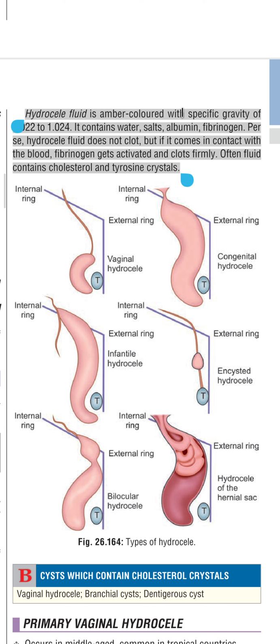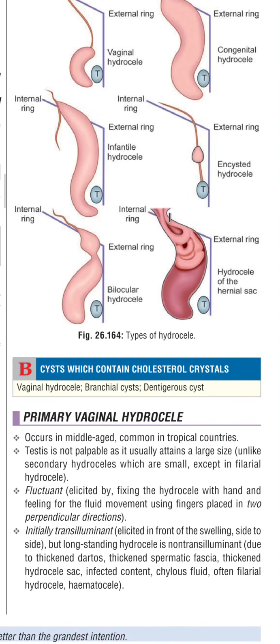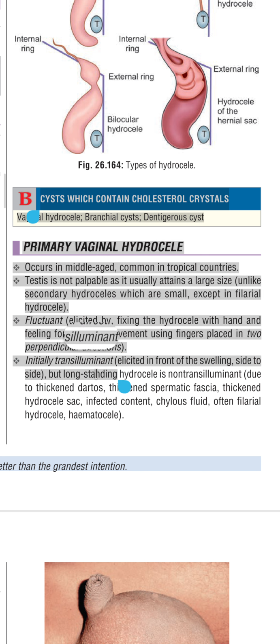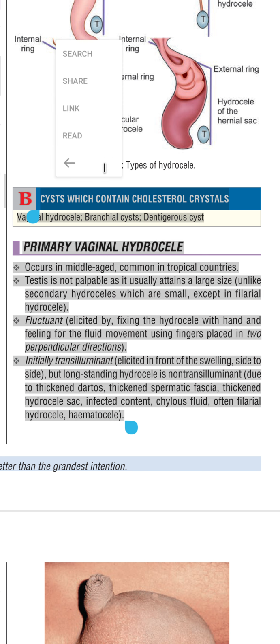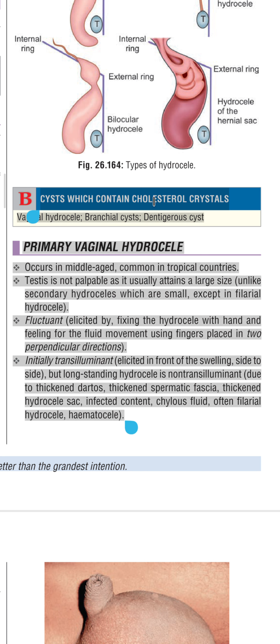Hydrocele fluid is amber colored with specific gravity of 1.022 to 1.024. It contains water, salts, albumin, fibrinogen. Per se, hydrocele fluid does not clot, but if it comes in contact with blood, fibrinogen gets activated and clots firmly. Often fluid contains cholesterol and tyrosine crystals. Cysts which contain cholesterol crystals: vaginal hydrocele, branchial cysts, dentigerous cyst.